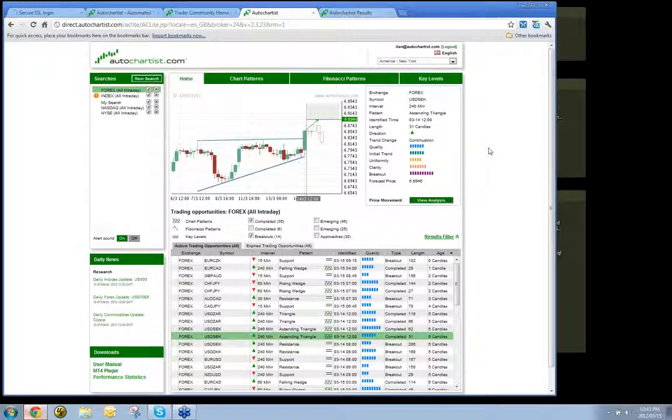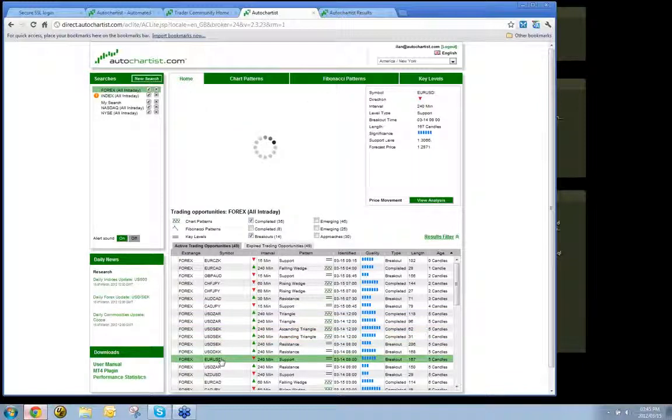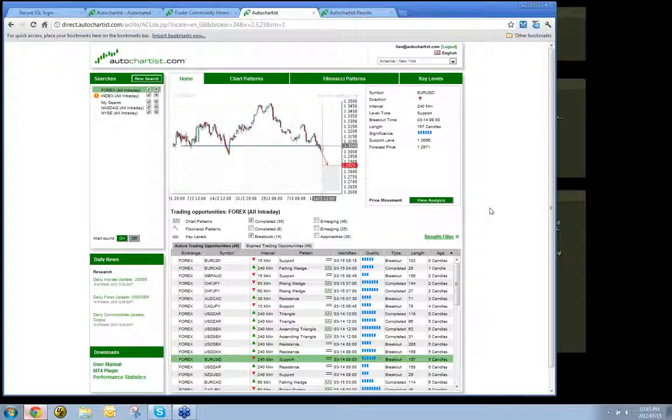Autochartist can be used on pretty much any financial instrument, but we do the analysis on the underlying instrument. For example, if we do analysis on Euro USD, here's an analysis we've done on Euro USD, and that's the analysis we'll provide you. The financial instrument on which you actually take your position is outside of the realms of Autochartist.